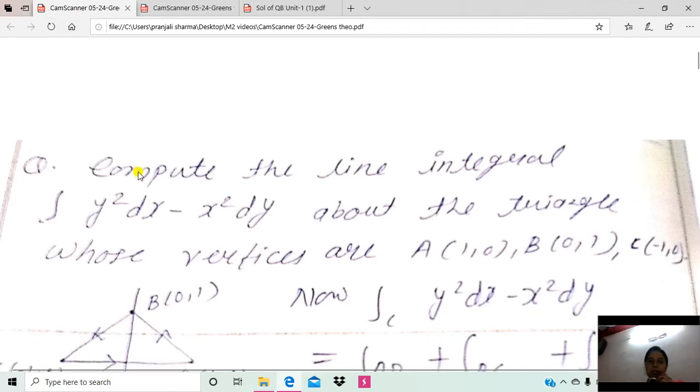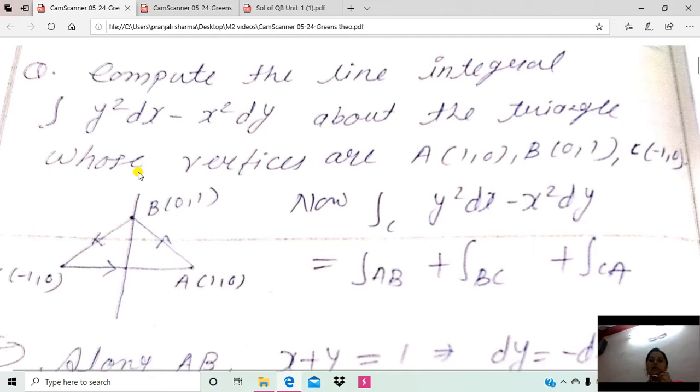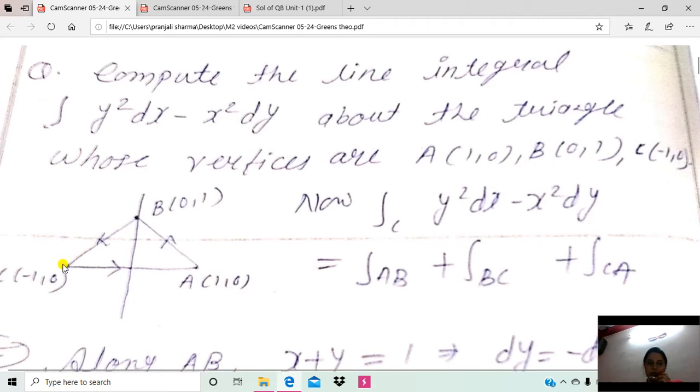So here we have our question. In this question we have to evaluate the line integration of y square dx minus x square dy along the curve C, where C is a triangle whose vertices are 1 0, which is point A, 0 1, which is point B, and minus 1 0, which is point C. So the triangular curve is ABC, where point A is at 1 0, B is at 0 1, and C is at minus 1 0.